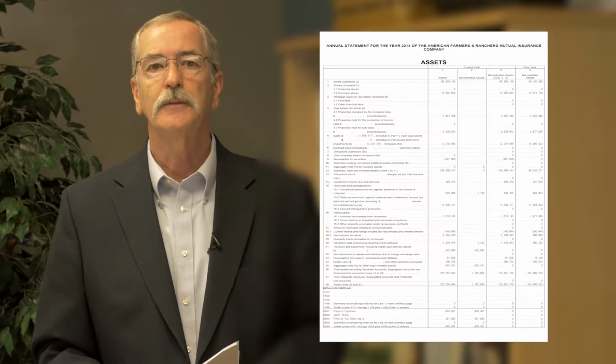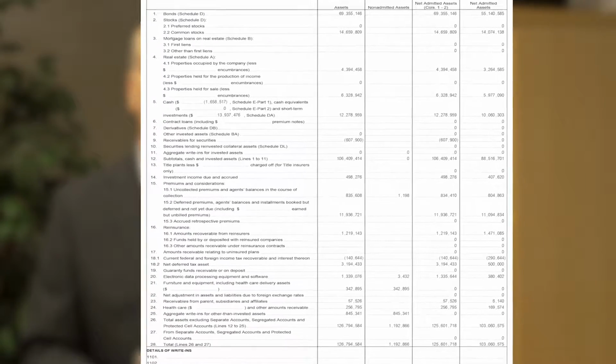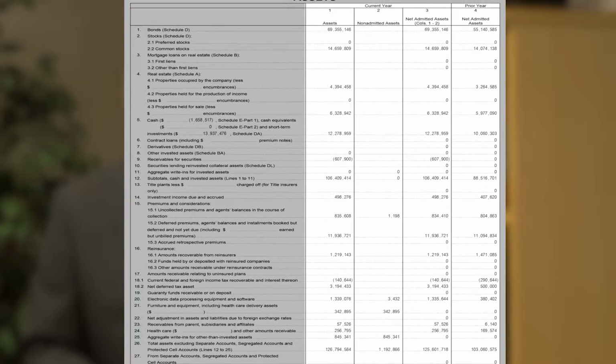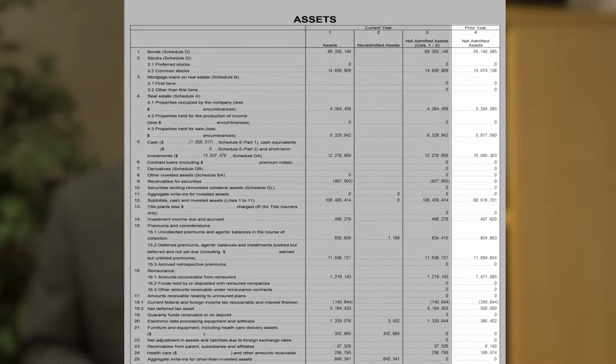The first page is the assets page, and that's page 2 of the Yellow Book annual statement. What you need to keep in mind is these pages are structured with column headings. In this case, page 2 is going to have 4 columns. And you can see that column 4, as you might expect, is a comparative to prior year's numbers.